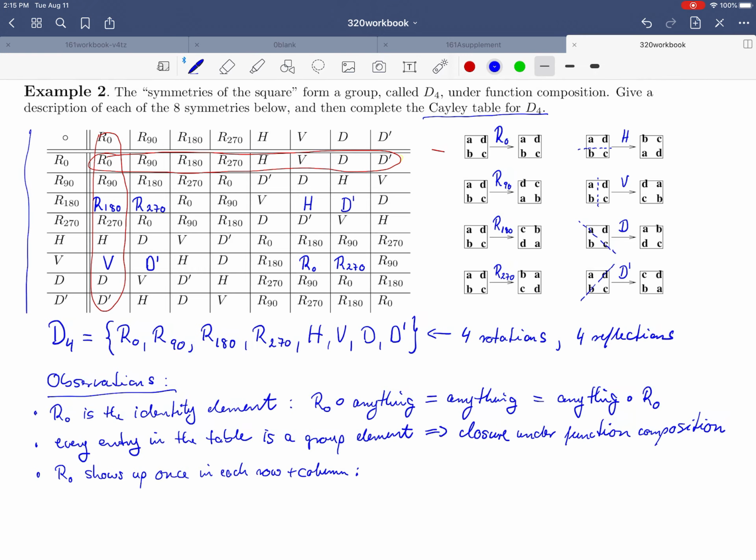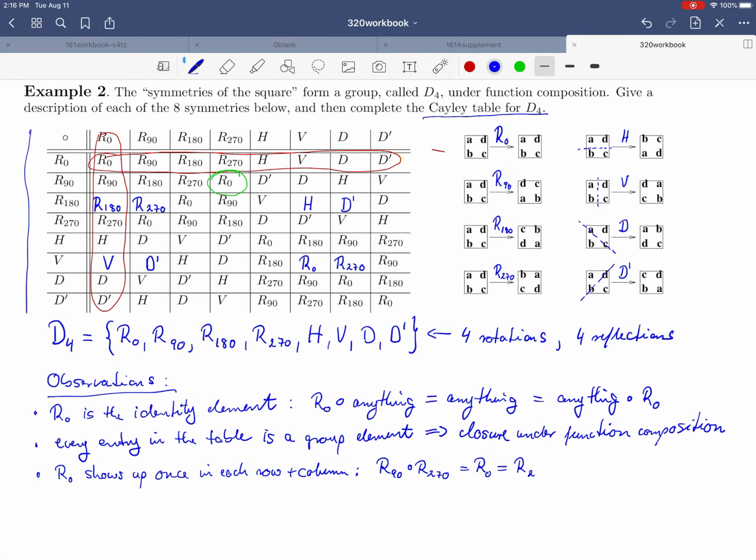And that helps us to find the inverses of our group elements, of our symmetries. So for example, let me get green right here. Where do we see an R0? Let me grab R0 right here. So we see it right there, and that tells us that R90 composed with R270 is R0. So R90 composed with R270 is equal to R0.